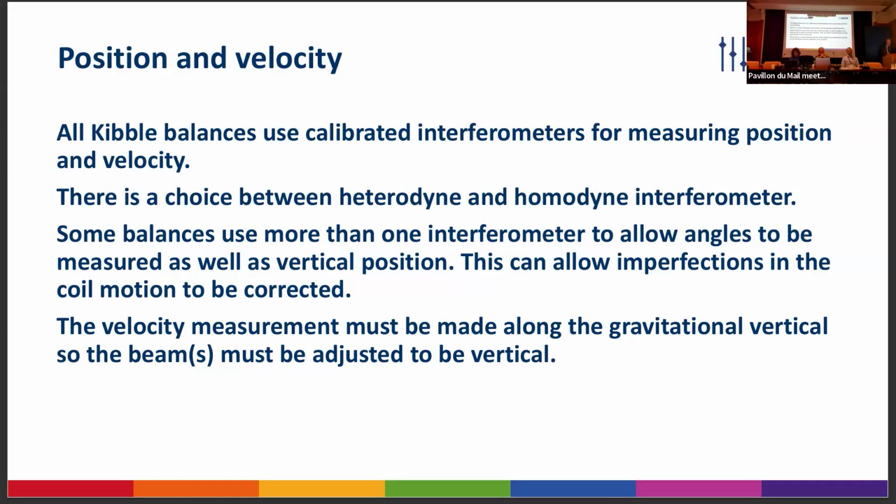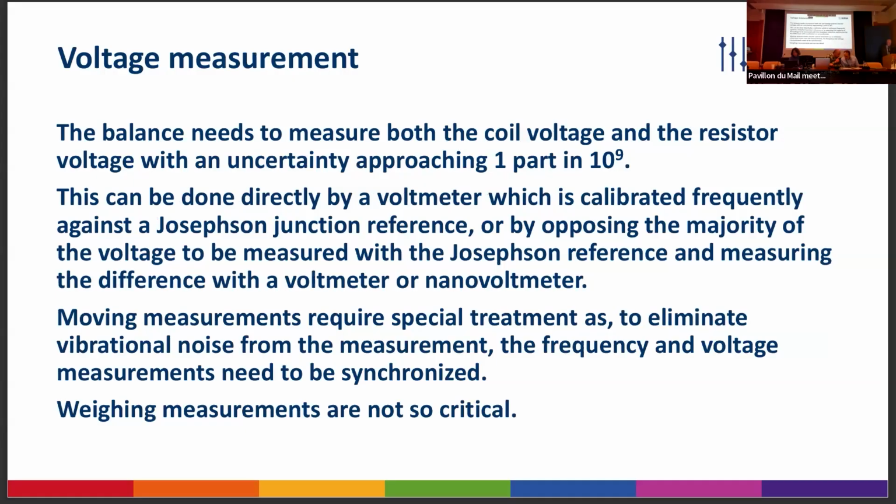And you've got to make the velocity measurement along the gravitational vertical, so you've got to be able to adjust the beams to the vertical. So voltage measurements: you need to measure the coil voltage and the resistor voltage to a part in 10 to the 9. But you've got to aim for a part in 10 to the 9, otherwise you won't hit a part in 10 to the 8.